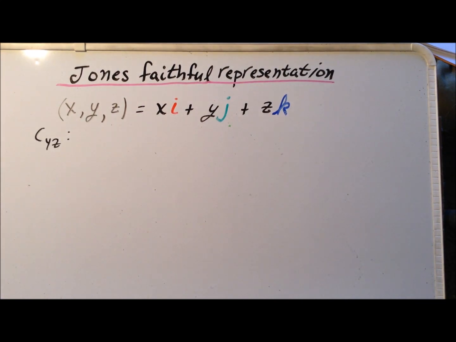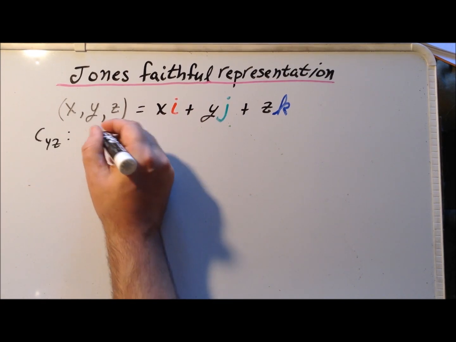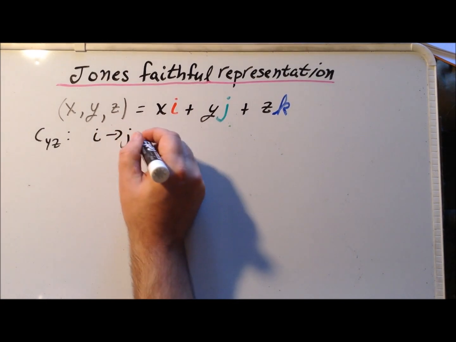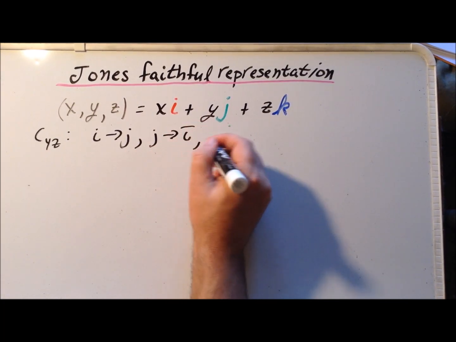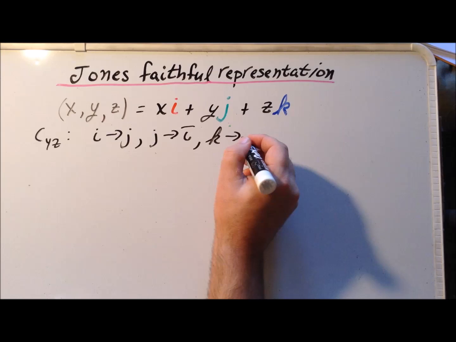For our final example, we're going to look at the rotation C₄ around the z-axis. Recall that this rotation takes the i vector to the j vector, it takes the j vector to the minus i vector, and leaves the k vector unchanged.